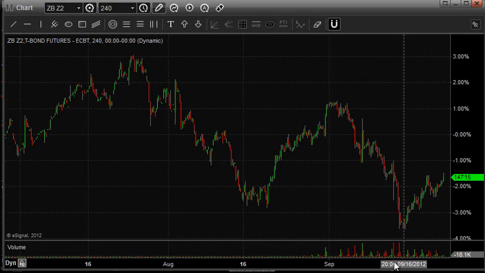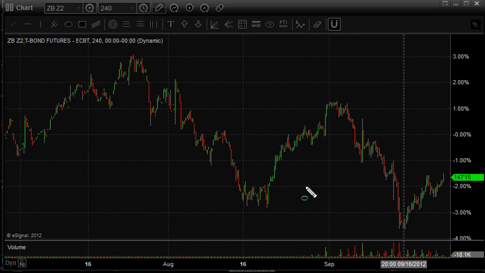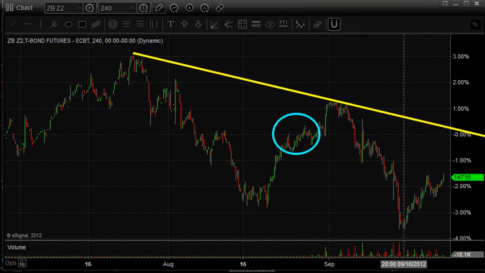Overall, as we zoom out on the chart a bit, I do feel as though we're somewhere right about in this area. Overall, the trend is more or less down in bonds right now. I feel as though this is kind of where we are. We had the first leg push higher, a first surge and pullback, and we're starting to go into a second surge, which is right here.